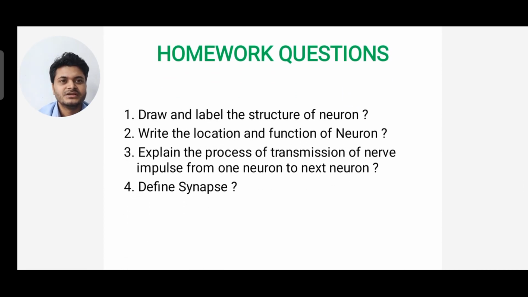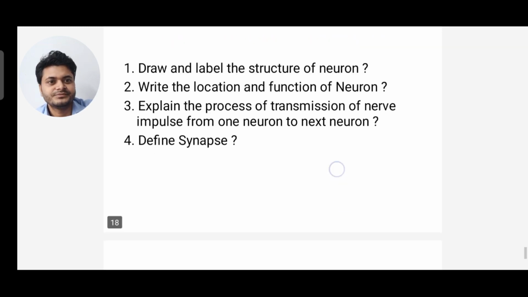So I have given the homework questions, copy them down in your copy and try to solve them. First question is draw and label the structure of neuron. Second, write the location and function of neuron. Third, explain the process of transmission of nerve impulses from one neuron to the next. And fourth is define synapse.